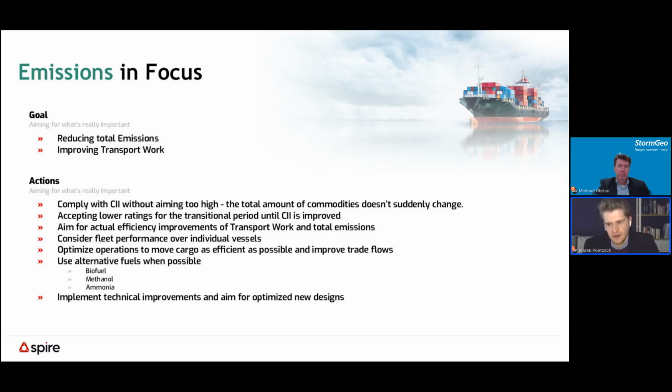And the main goal obviously being optimizing operations to move cargo as efficiently as possible and improve the trade flows and maybe reduce ballast legs. That is something that negatively impacts the CII, but obviously makes the supply chain as a whole more efficient. Other things to look at are obviously alternative fuels or any kind of technical improvements that can be implemented on the vessel side.